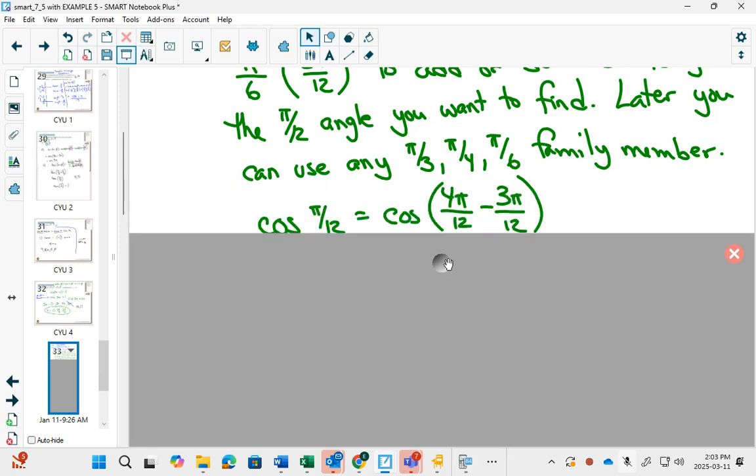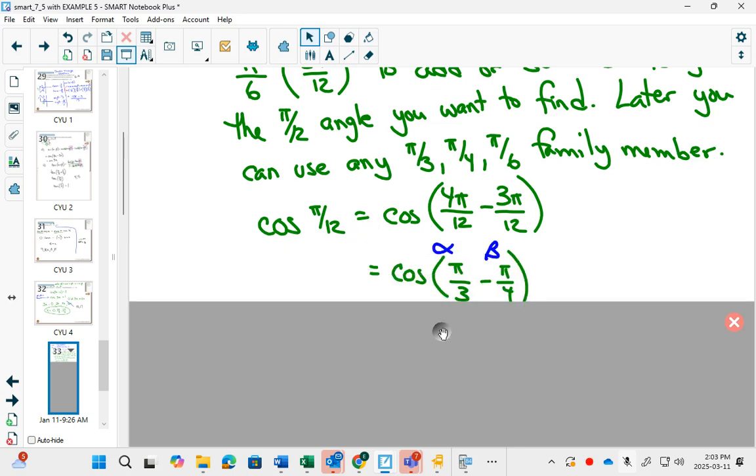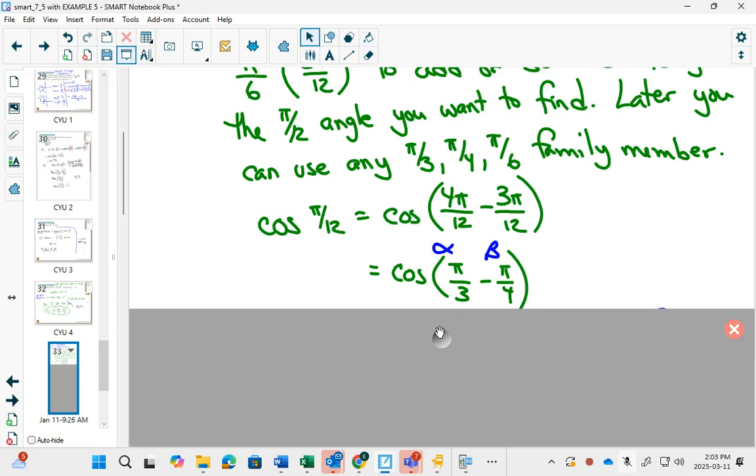So then, in our question, cos of pi over 12, you just need to pick 2 of them that reduce. So if I took 4 pi over 12 minus 3 pi over 12, those subtract to be 1 pi over 12. And if I reduce, those are both on my pi plate. Pi over 3 minus pi over 4. So my alpha is pi over 3. My beta is pi over 4.